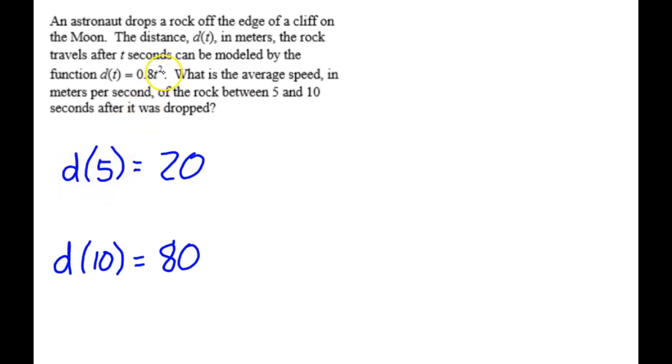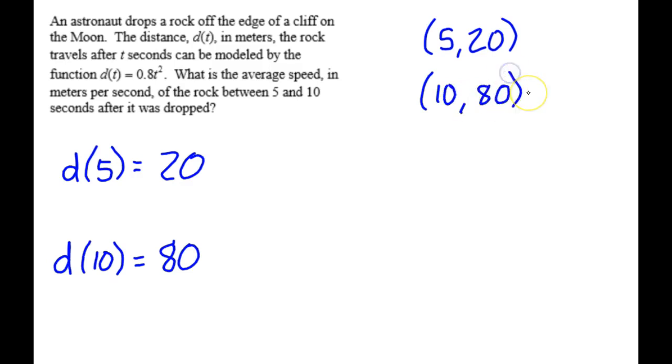So if I take 5 squared, that's 25. 25 times 0.8 gets us 20. So when t is 5, d of t is 20. Same thing for a t value of 10. If we plug 10 into our equation, 10 squared is 100. 100 times 0.8 gets us 80. So when t is 10, our function value d of t is 80. So we have two ordered pairs. We have the ordered pair 5, 20, and we have the ordered pair 10, 80.